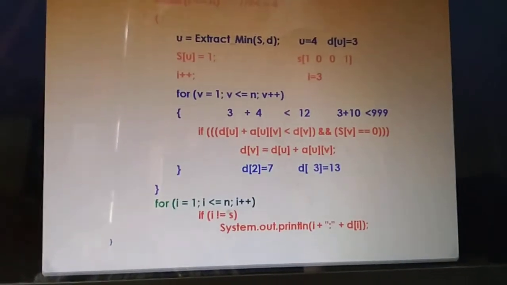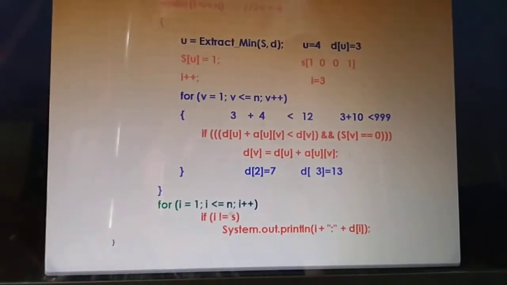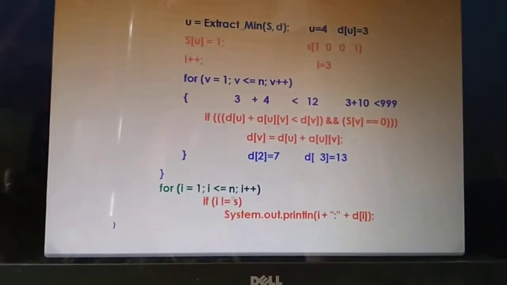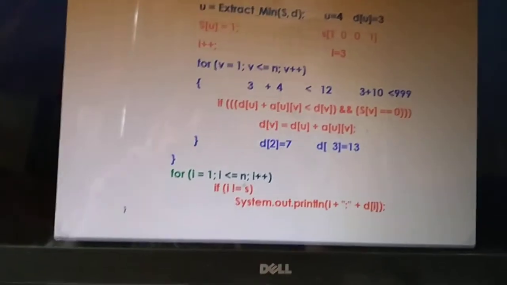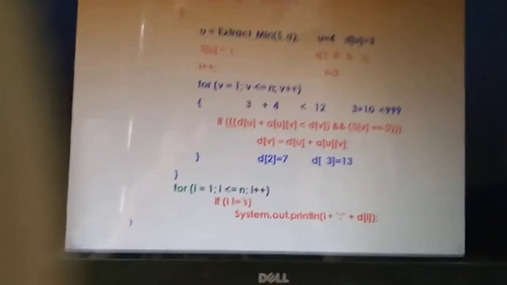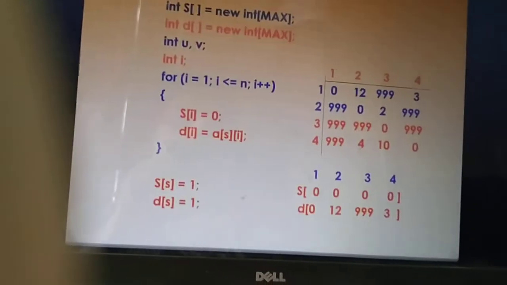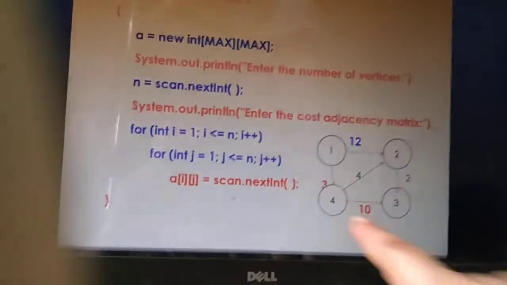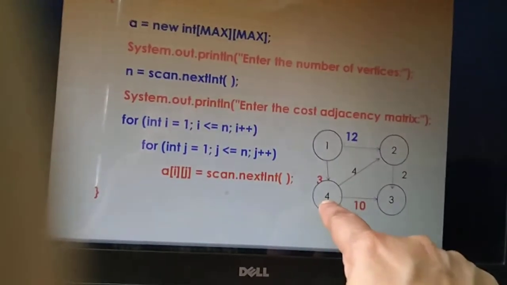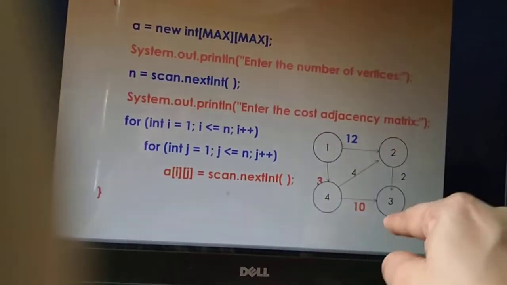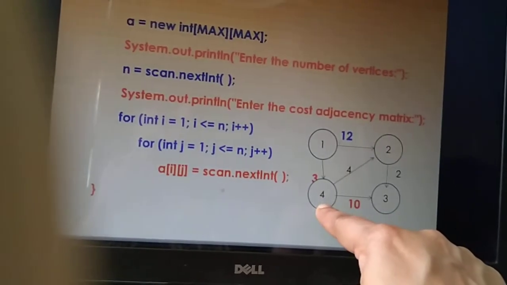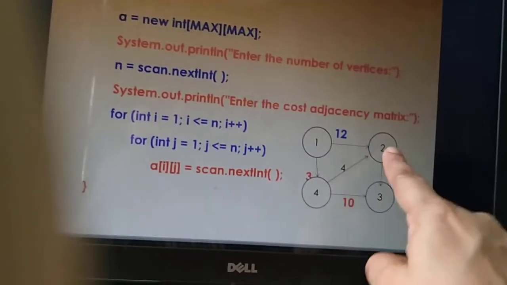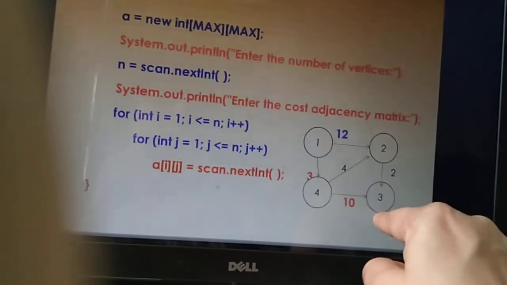What is the next step you need to do? Next step is, through that visited vertex, meaning through that U, to the unvisited vertices, can I reduce the distance? What is the U now? U is 4. What are the unvisited vertices? 2 and 3. So through 4, can I reduce the distance to 2 and 3 from the source vertex?